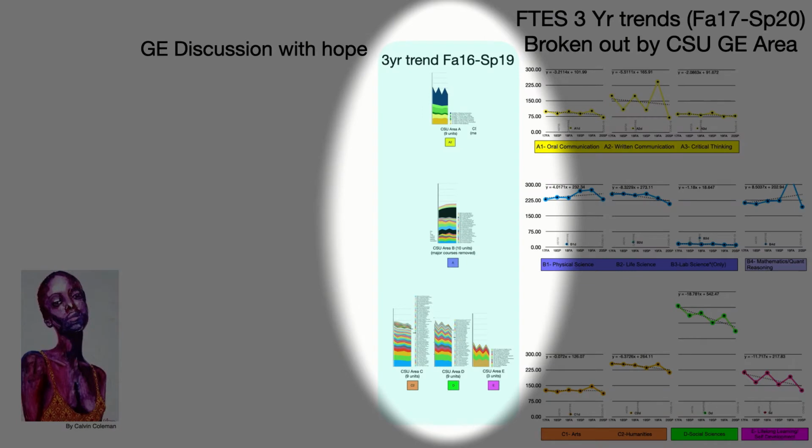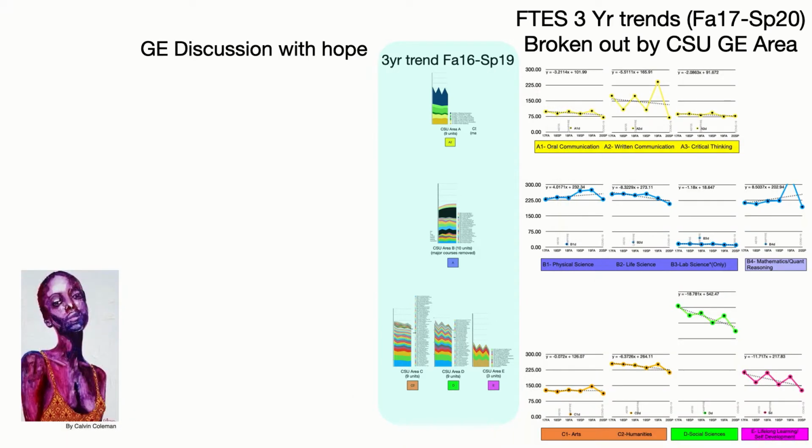As we focus on the FTES broken out by GE area, I'm going to bring in the previous 3-year trend visualizations. These are like the band diagrams shown in the previous slide and broken out by GE area. So at the top you'll see the composition, in the middle you'll see area B, and I broke out the area C and D and E below.